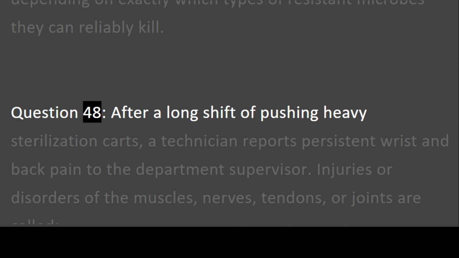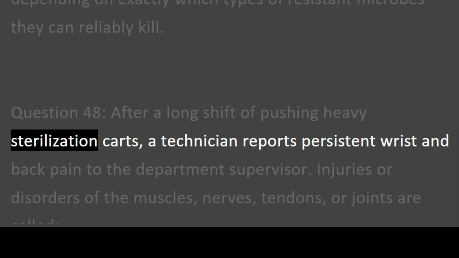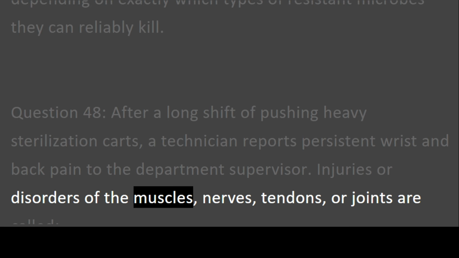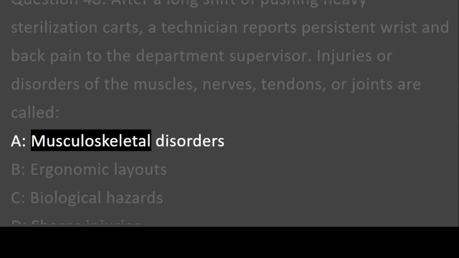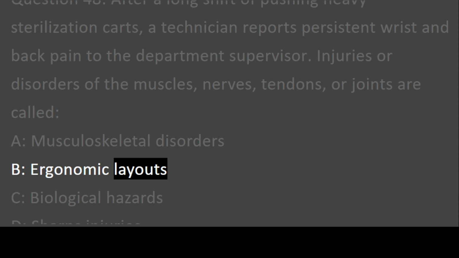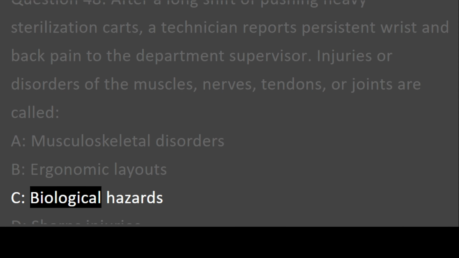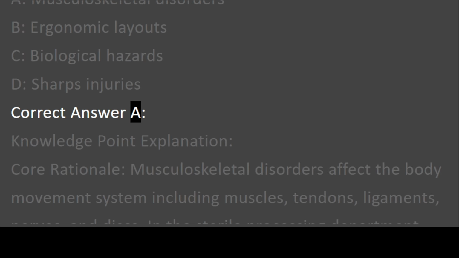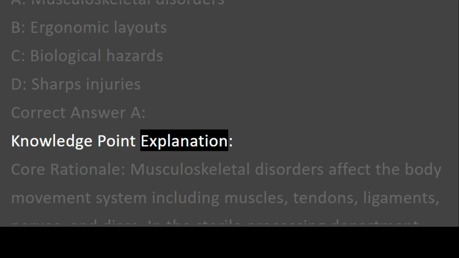Question 48. After a long shift of pushing heavy sterilization carts, a technician reports persistent wrist and back pain to the department supervisor. Injuries or disorders of the muscles, nerves, tendons, or joints are called A. Musculoskeletal disorders, B. Ergonomic layouts, C. Biological hazards, D. Sharps injuries. Correct answer A.